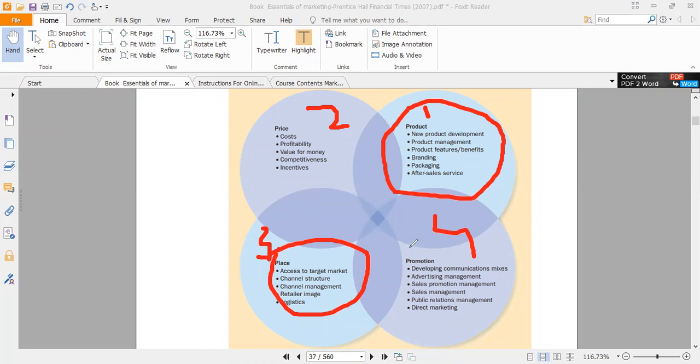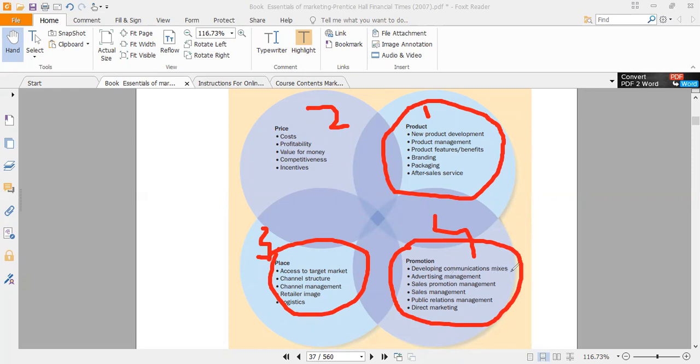Promotion. Promotion is the last one. This is the traditional marketing mix that is consisting of 4 P's. But when we talk about the new marketing mix, that is consisting of 5, 6, and 7 P's. So we'll discuss that later.